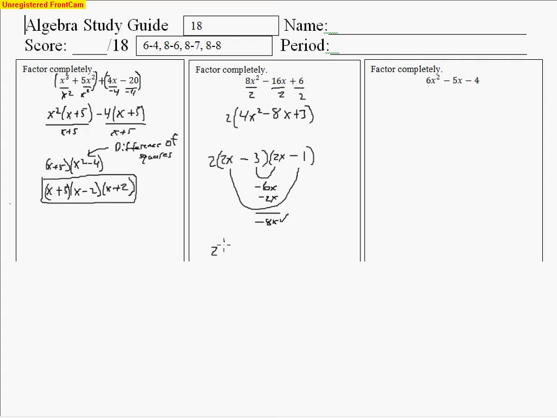So I've got the 2. Don't forget about that 2. Sometimes people will forget that. You won't get full credit for the problem if you don't write all the factors down. So let's take a look at the next one.